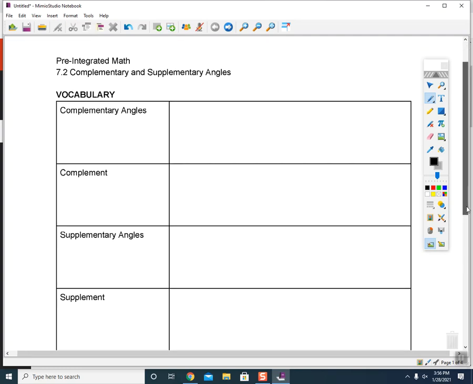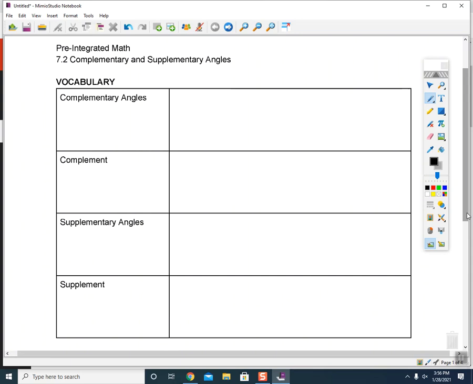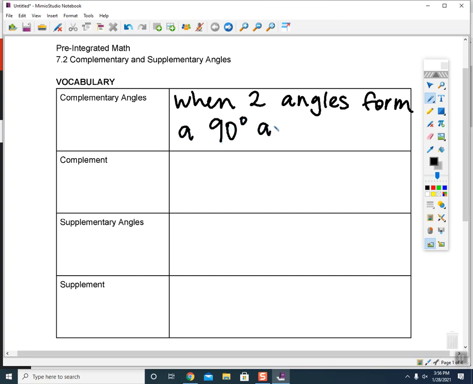So a complementary angle happens when two angles form a 90-degree angle. Here's a way that you can remember this. Complementary starts with a C, and if I were to draw a line next to it, I can make it a 9, right? Complementary makes a 90-degree angle.